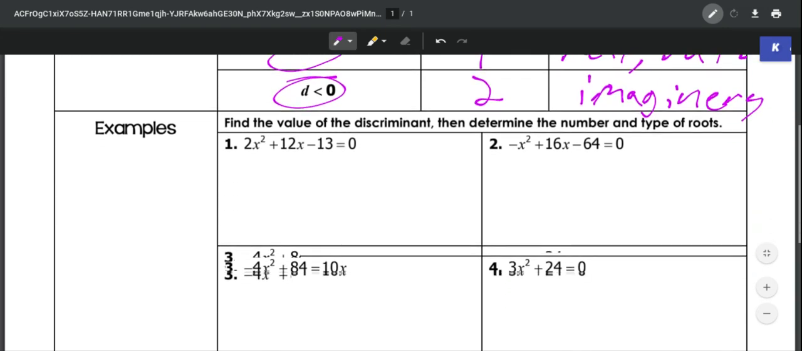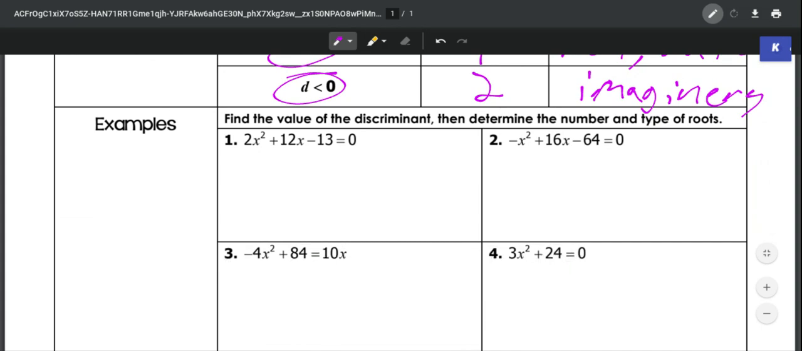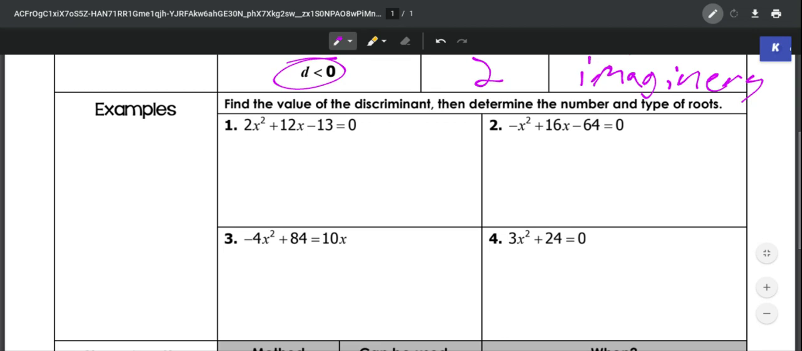So in each of these problems, we'll look at each type. So let's look at these. In number 1, we need to find the discriminant. I suggest you go through and identify A, B, and C because that's what you use.